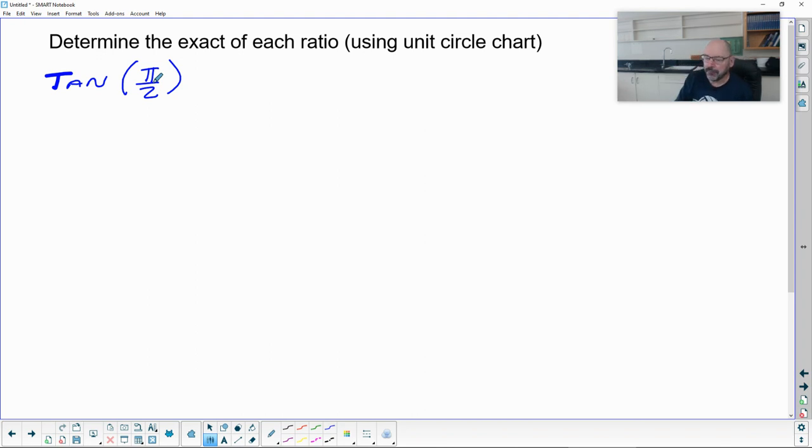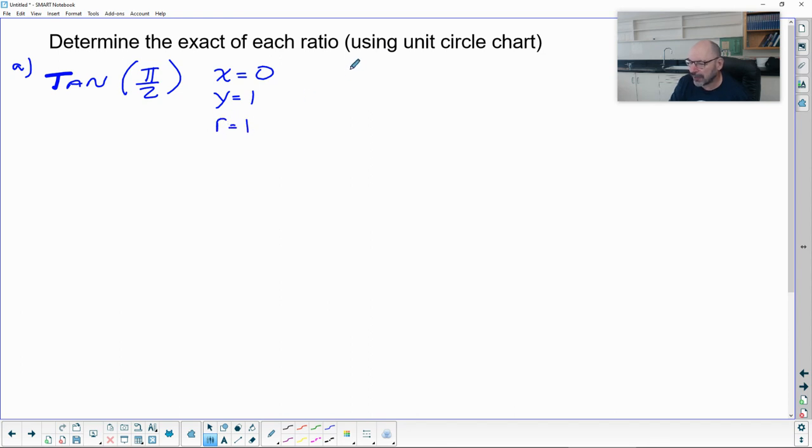Okay. All right, so let's do that one. We'll call this one A. Okay, looking at pi over 2, we know that on the unit circle the x value is 0, the y value is 1, and the r value is always 1.